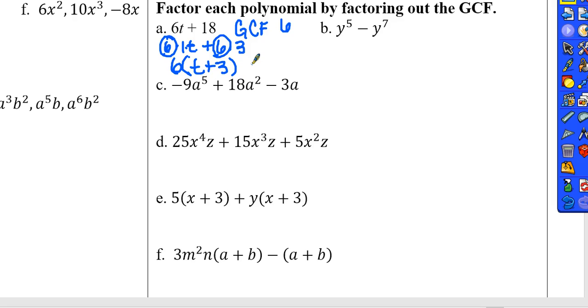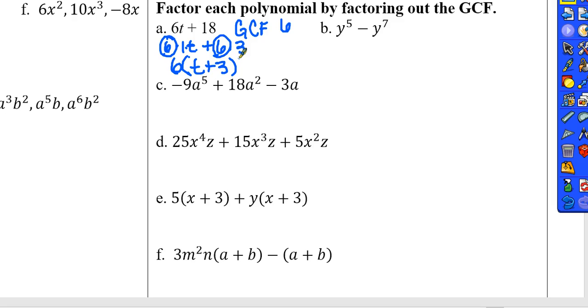And this is a simpler set of terms. If I had this equal to 0, I would know immediately that t equals negative 3, and we're going to get you to that point soon. How do we know it's true? If we multiply it back together, 6 times t is 6t, and 6 times 3 is 18. And I know it's completely factored because this binomial factor, t and 3, the only number they have in common is 1. So I can't factor it any further, so I know I got the greatest common factor out.